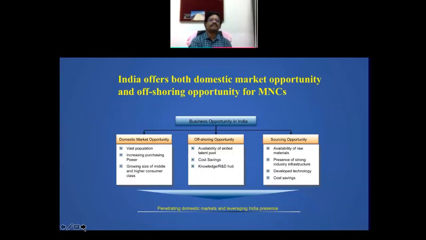Then look at India's domestic market opportunities, and the opportunities it offers for multinational companies. As far as the domestic market is concerned, you can see the vast population, that is the big market. Then there are offshore opportunities, like availability of a skilled talent pool and cost saving, knowledge, and R&D hubs, and then sourcing opportunities like availability of raw material, the presence of strong industry infrastructure and developed technology, and cost saving. So this is another area where we can have wonderful business opportunities.